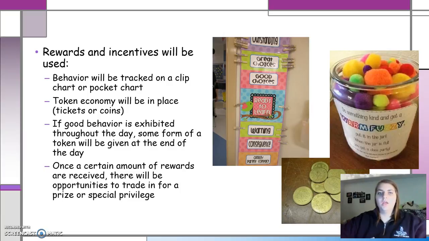And once a certain amount of rewards are received, I will have a plan in place to offer opportunities to trade in those tokens that they've received for a prize or some sort of a special privilege or a special day.